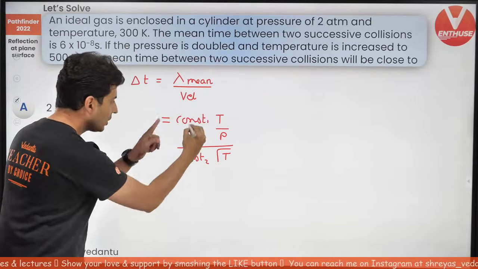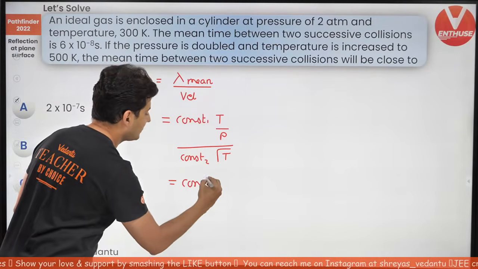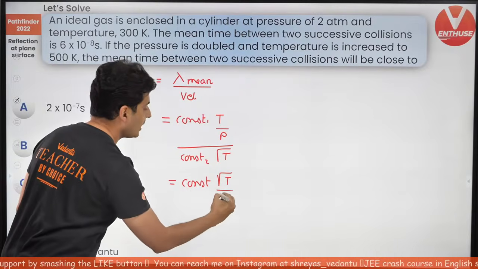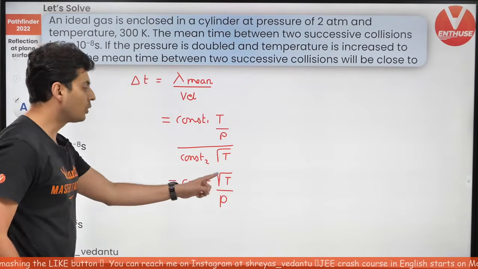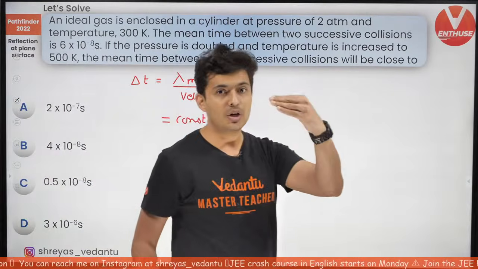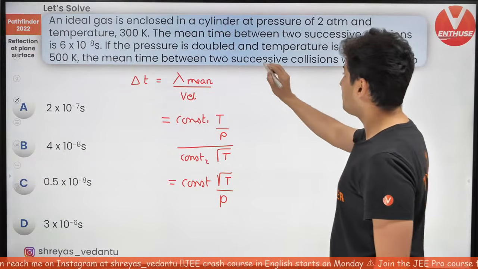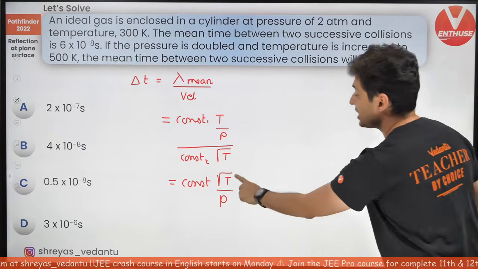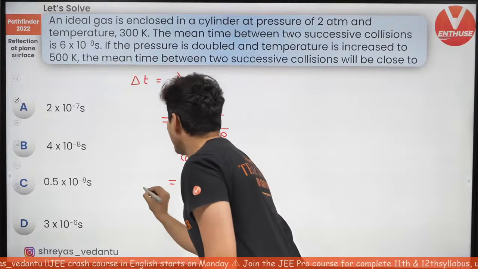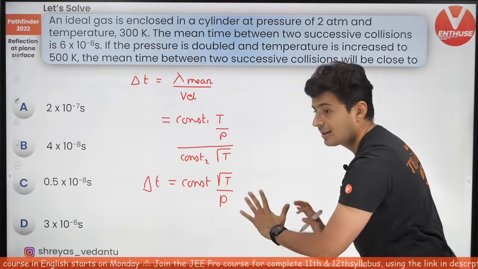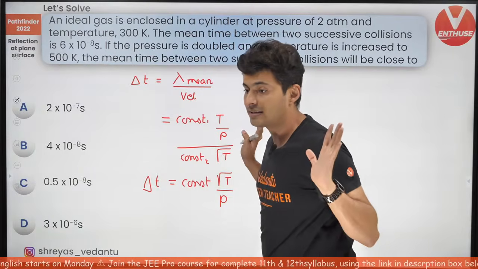Let's do the math. Constant will become a new constant. T and root T will cancel. You will have root of T on the top and pressure below. All right, makes sense? Okay, now let's see what should be the correct answer. Now, in the question, the temperature has increased, the pressure has changed. So the entire equation has boiled down to only temperature and pressure. Nothing else is there.